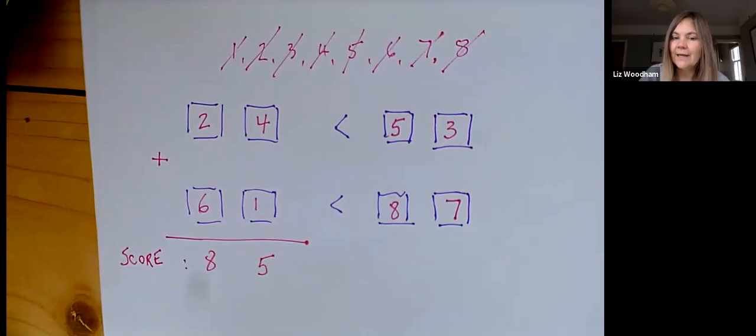Okay. So in this instance, Charlie's score is 85, which sounds pretty good to me. What do we reckon?